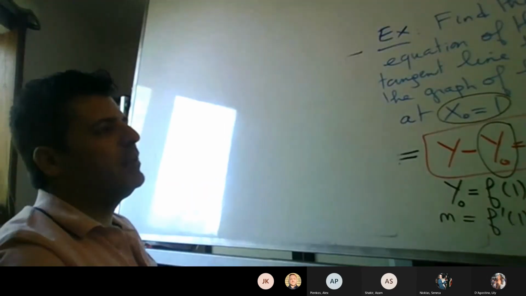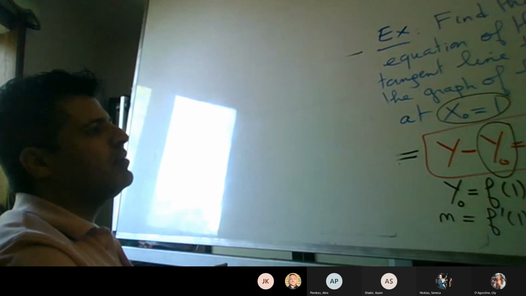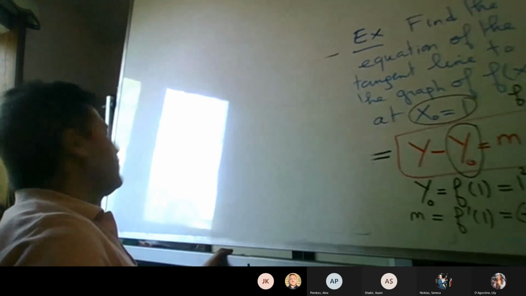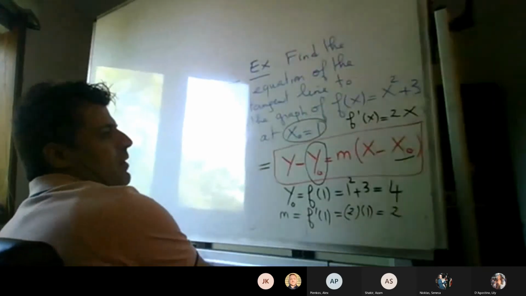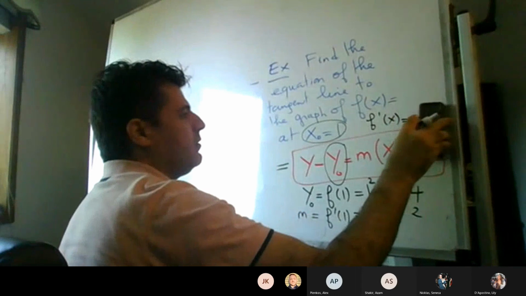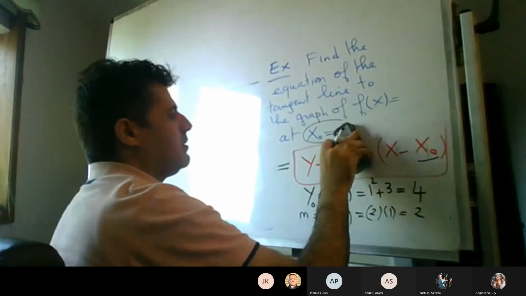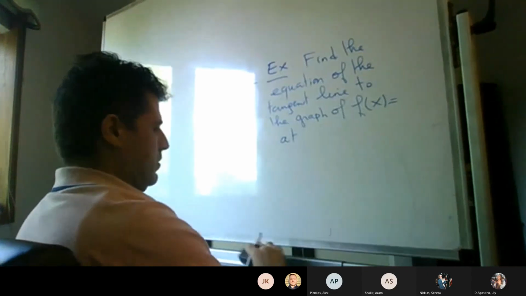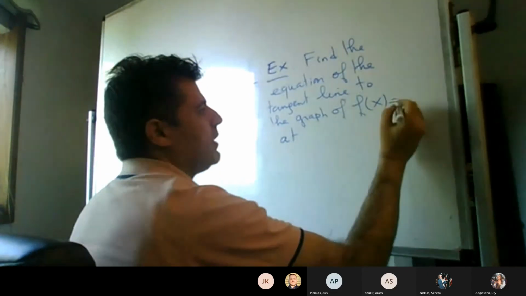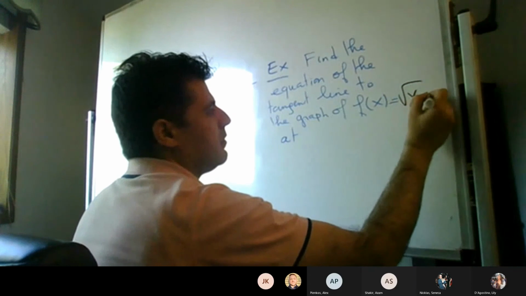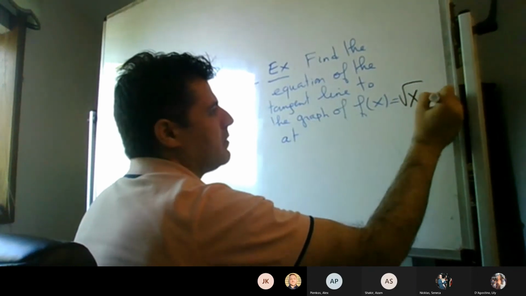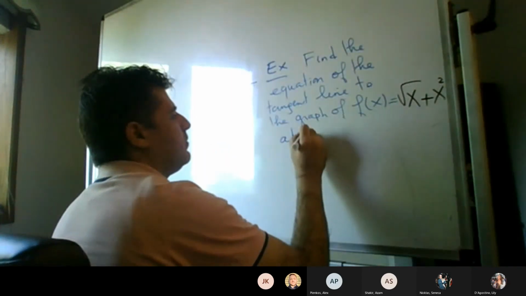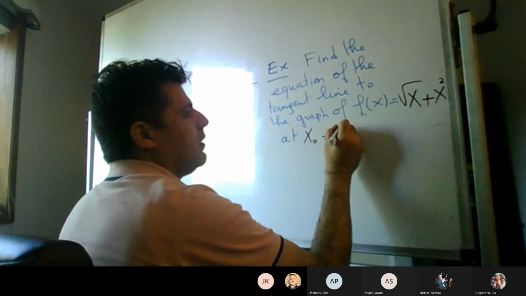Let me change the function. Let's do one more time the equation of the tangent line. I will change only the function here. Let's assume that it's the square root of x plus x squared at x0 equal to 1, okay?